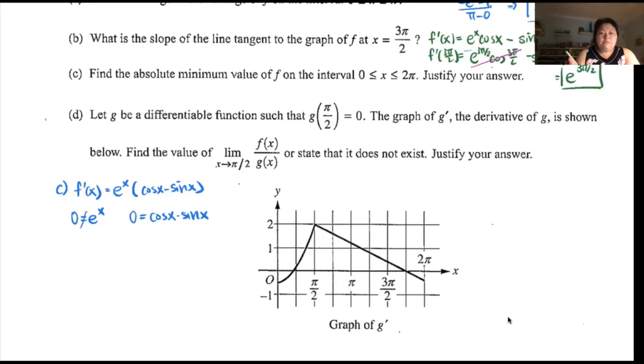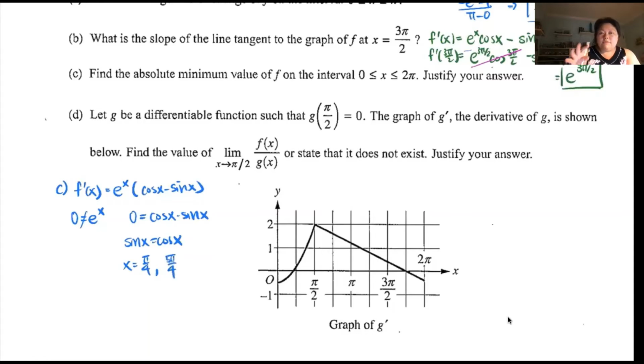So there's a couple ways to solve for this. You can go ahead and put sine x equal cosine x and ask yourself, when is sine x equals cosine x? Well, at pi over 4. And remember this is between 0 to 2 pi, so it's a full unit circle. So it's in quadrant 3. That will be 5 pi over 4.